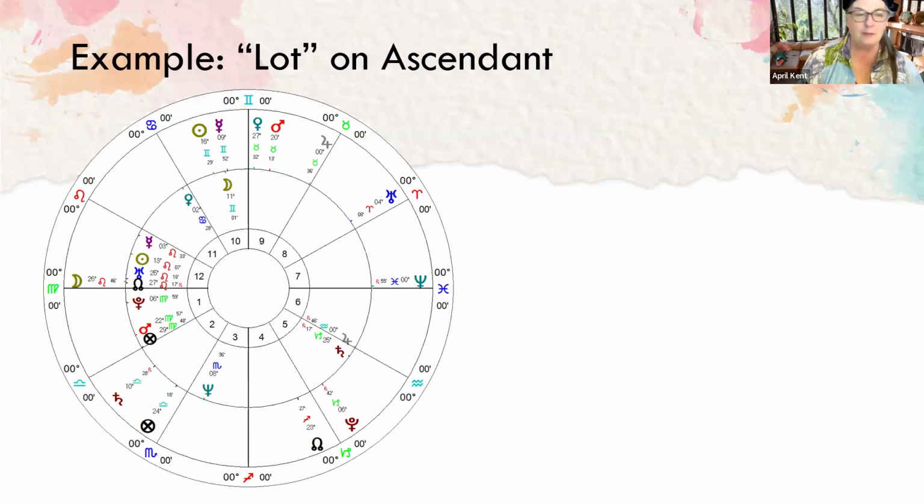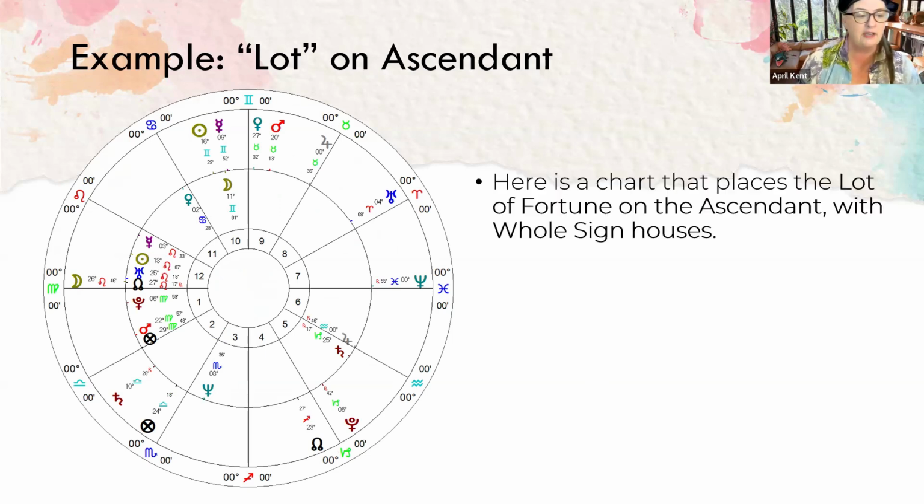There is also another way we'll commonly see derivative houses used, and I'm not going to go way deep into this, first of all, because I don't know a lot about Hellenistic astrology. You'll put the part or lot of fortune, especially, on the ascendant, and then you'll derive all of the houses from that. So here is a chart.